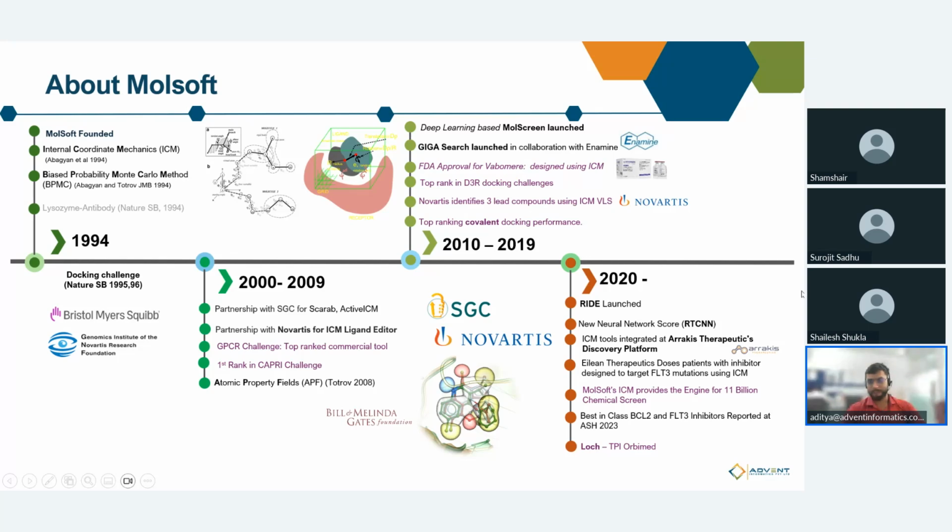There are major platforms which are using ICM tools as their primary discovery tool, for example Arkuda Therapeutics, Alion Therapeutics, Lantern platform, and others. Also, in 2021, there was a study where 11 billion chemicals were screened, and not just screened, the screening was done in a synthon-based approach using ICM tools, and that specific publication had an impact factor of around 69 point something.